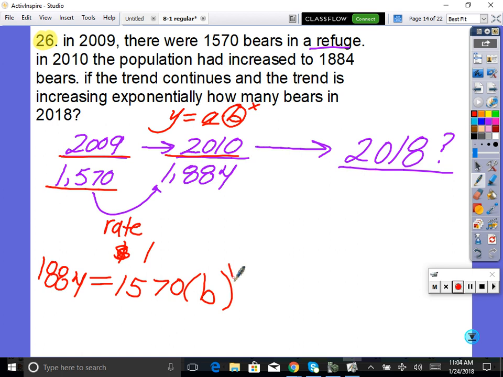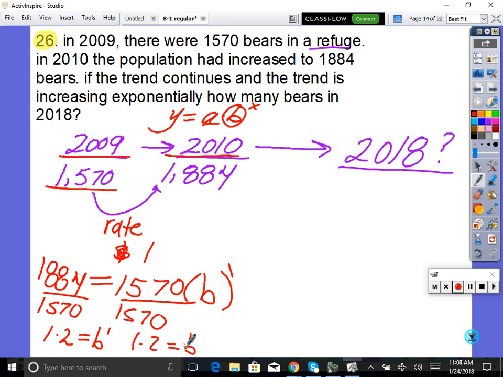One. Now, you're going to use algebra to get B alone. Every problem is going to be different based on the information they give you. Isn't this what we're solving for, not an exponent? We don't need to use graphing then, it's just a linear equation to get B alone. Divide by 1,570, divide by 1,570. So then we have 1.2 equals B to the first, which is 1.2 equals B. We just figured out our growth factor. It went up by 20%, didn't it? Yeah. That's the factor, straight there.